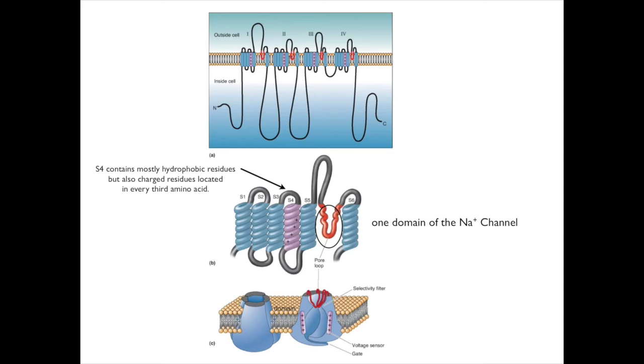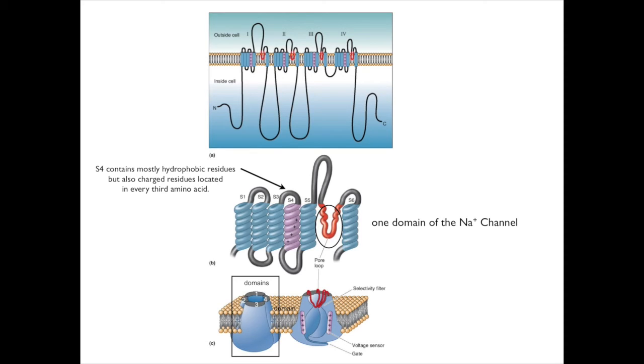Now look at the bottom panel. Here, the arrangement of the segments and the domains is not stretched out linearly in the membrane. Look at the channel on the left. The four domains are folded, each next to the neighbor, to form a circular ring. The channel on the right is shown in cross-section, and only two domains are shown.